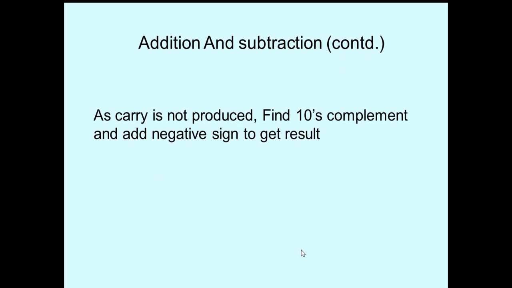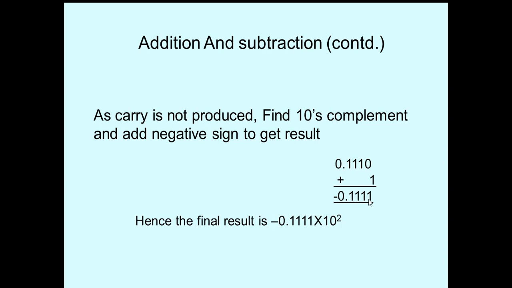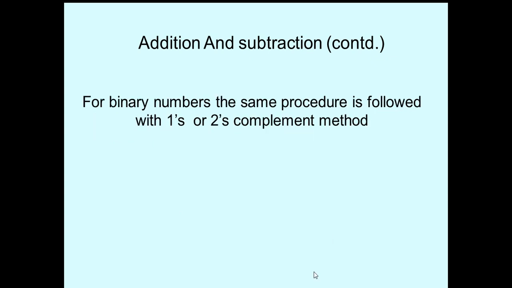As carry is not produced, find the tens complement and add a negative sign to get the result. So 0.1 triple 1 0, so 1. So for that, minus 0.1111. Hence the final result is minus 0.1111 into 10 power 2.